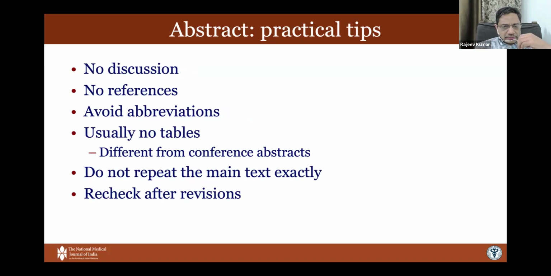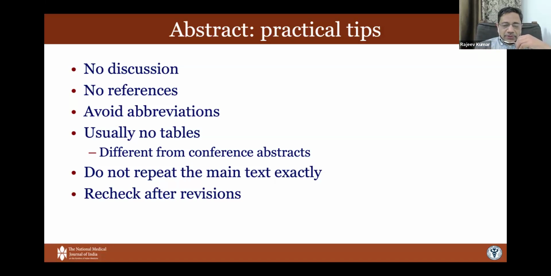Avoid abbreviations, both in the title and in the text. But of course, if you're using the same abbreviation multiple times in your abstract, then it's fine to put in abbreviations there. Tables, again, no tables if you're doing the paper abstract, but tables are fine and actually should be encouraged if you're doing a conference abstract.